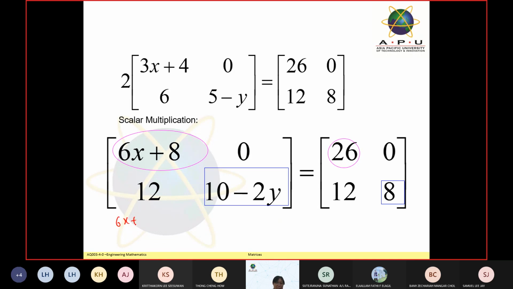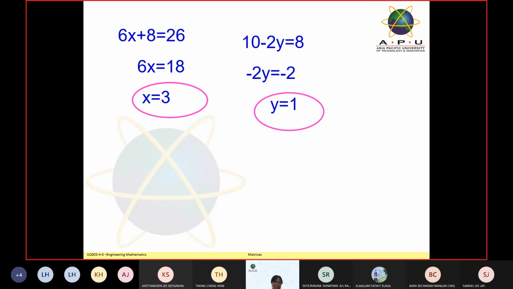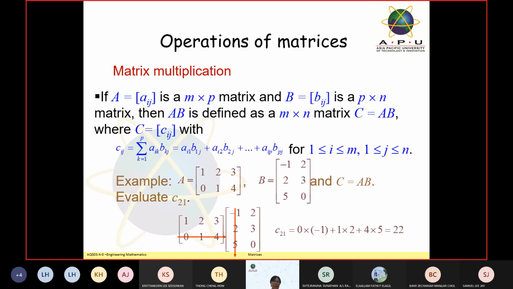So 6x plus 8 equals 26. So 6x equals 26 minus 8, 18, right? So x equals 3. Then 10 minus 2y equals 8. So y equals 1. Yep, correct. Okay, we are already done with scalar multiplication.